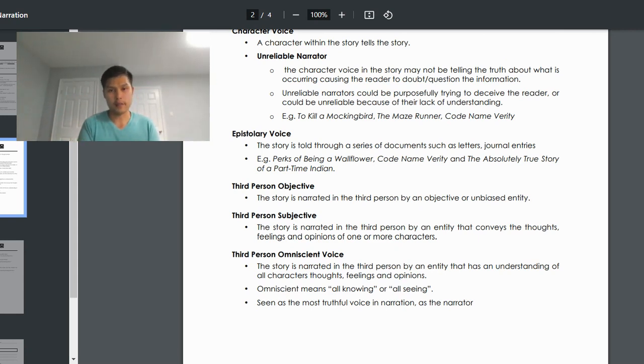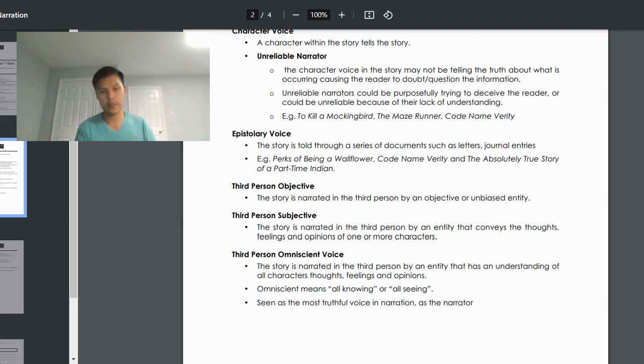Third person subjective: the story is narrated in the third person by an entity that conveys the thoughts, feelings, and opinions of one or more characters. So they may have some comments about certain characters. "He said that very harshly." That word harshly, the adjective, really describes what the narrator is probably feeling about that scenario or about that character. So subjective is a biased point of view, objective is an unbiased point of view.